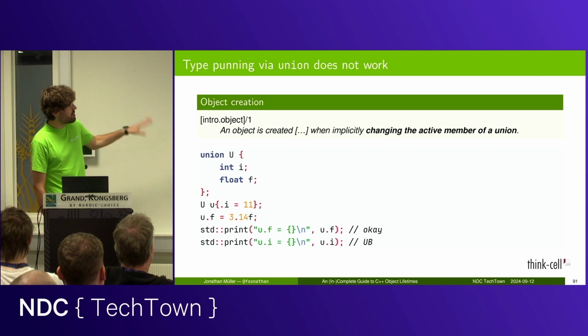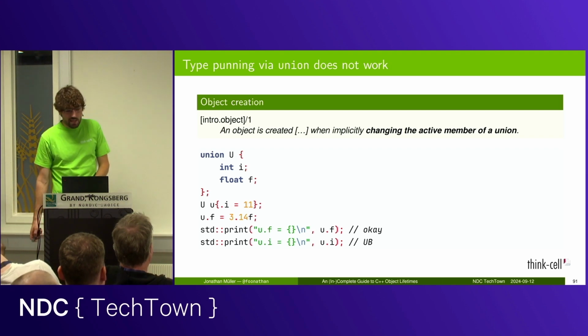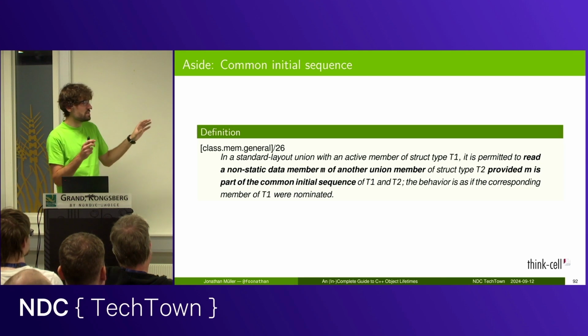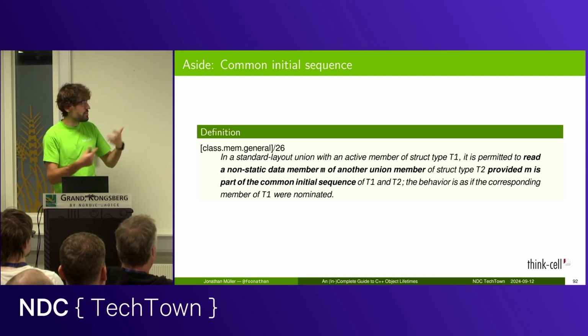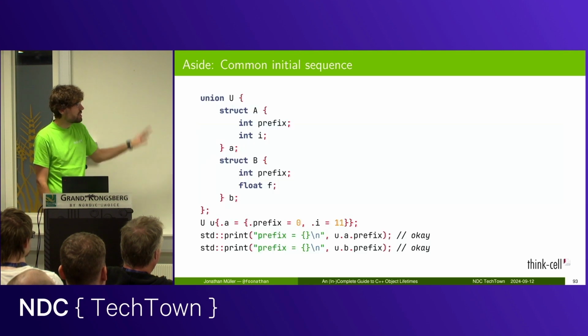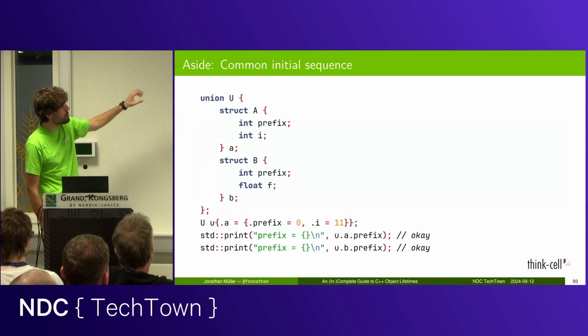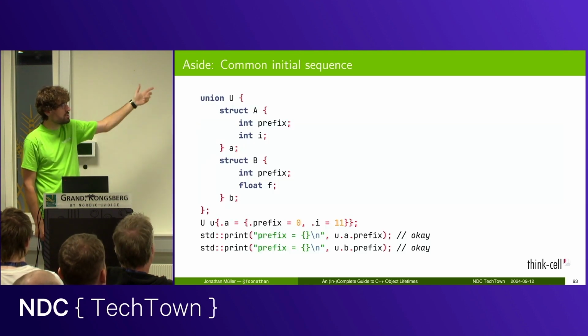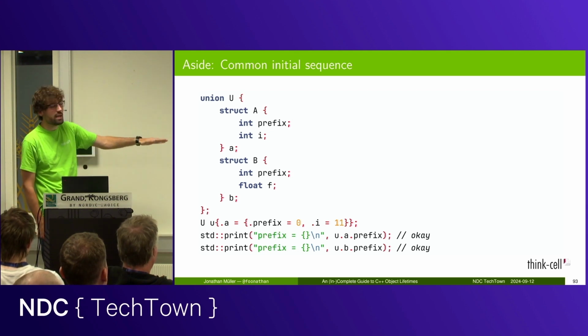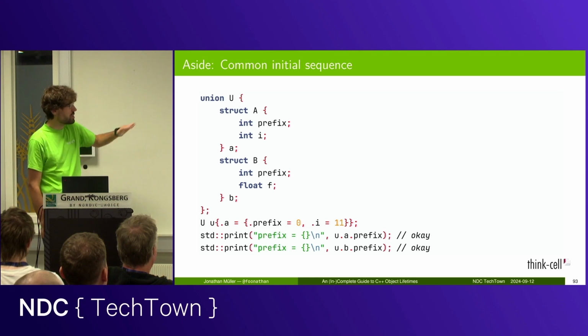It wouldn't be C++ if there weren't exceptions, so there's another exception for this case, the common initial sequence. So if you've got two types and they both start with an int, for example, you're permitted to read that int through either member in a union. This is the wording, this is the code. So, union U, struct A, struct B, both start with an int. Right? Then we initialize the A object and read the prefix from the A object. This is fine because the A object is valid anyway, right? It's the active one, that's good.